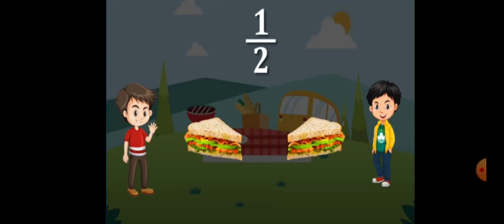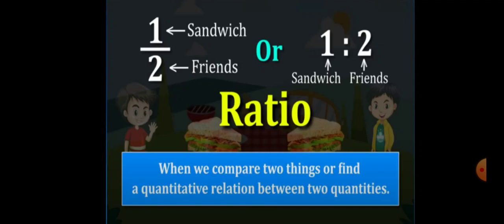So it's a fraction. We can represent the same thing in a different way: one sandwich was shared with two friends. It can also be written in the form 1:2. This form of number is called a ratio. When we compare two things or find a quantitative relation between two quantities, that is called a ratio. Okay, let us see the same with one more example.